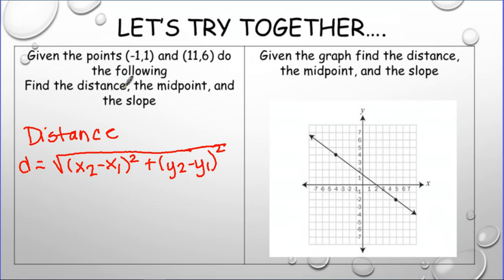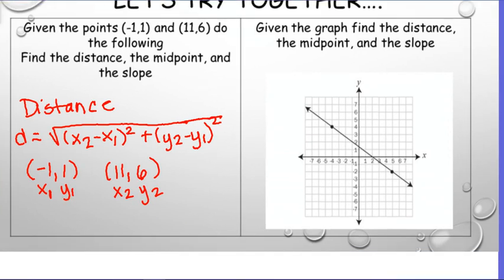So what I'm going to do is take these 2 points that I'm given, and I'm going to label them. This is x1, the x in the first position, the y in the first position. This is x in the second position, the y in the second position. All right, so you label those points, and then you use your distance formula.